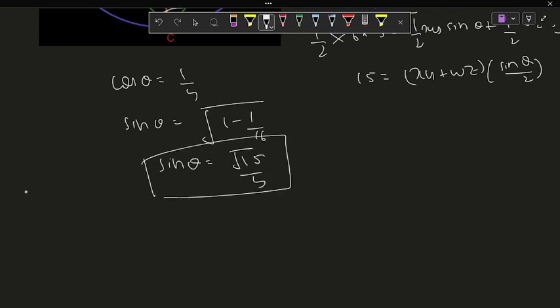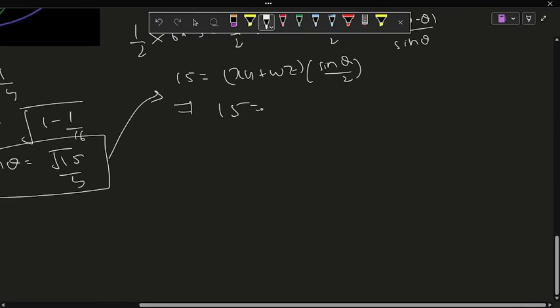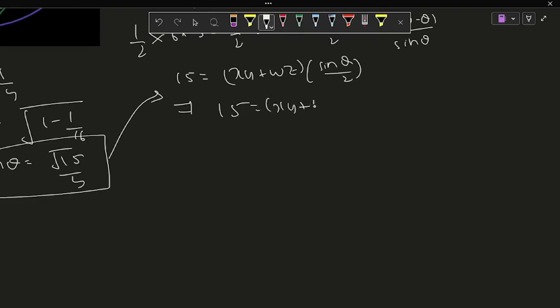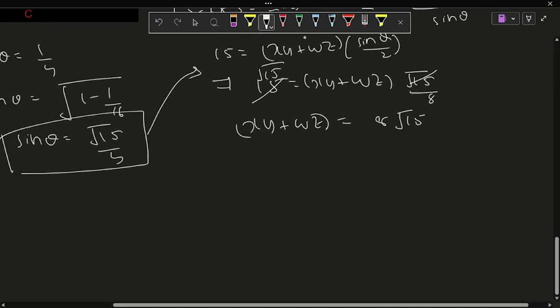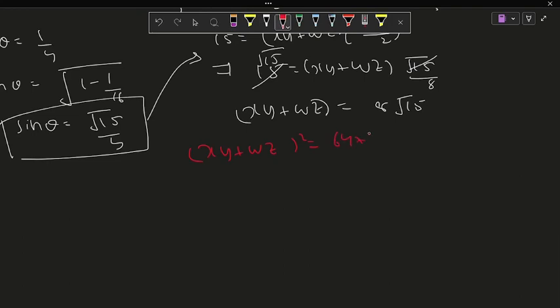So let's just substitute it here. So we get 15 is equal to (xy plus wz) into root 15 by 8. This cancels out to give root 15. We get xy plus wz is equal to 8 root 15. And now we just need to square it. So (xy plus wz) whole squared is 64 into 15, which is quite a tough calculation for me, so I'm not going to do it.